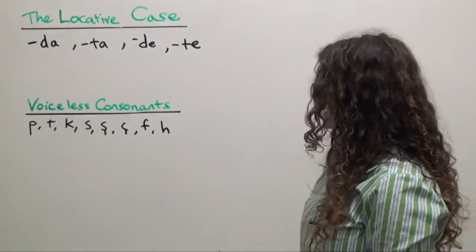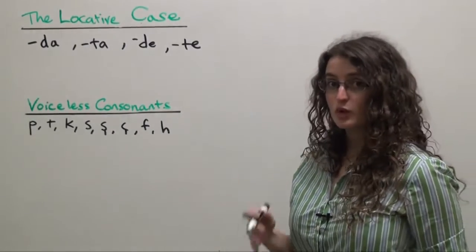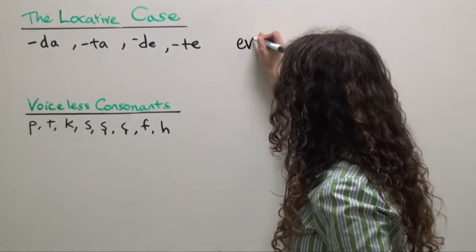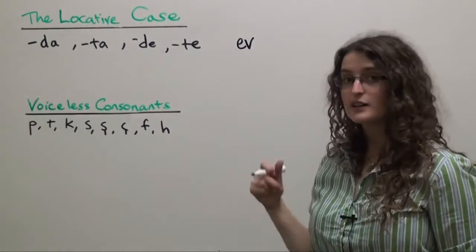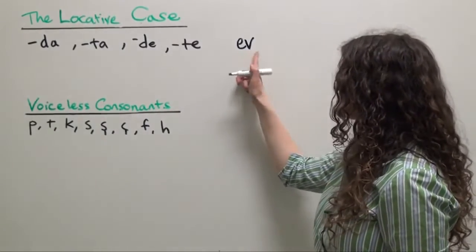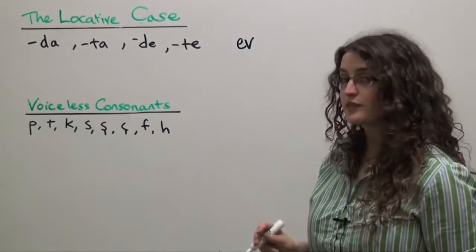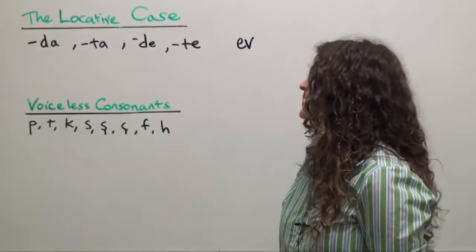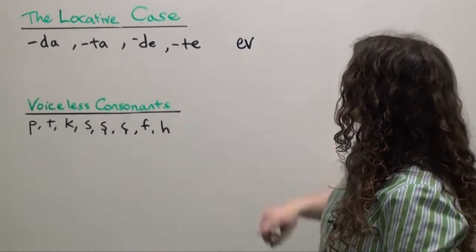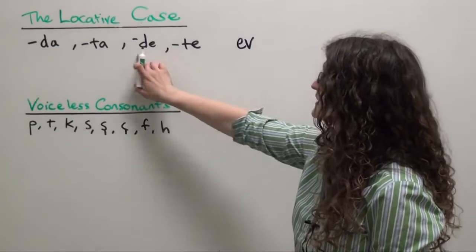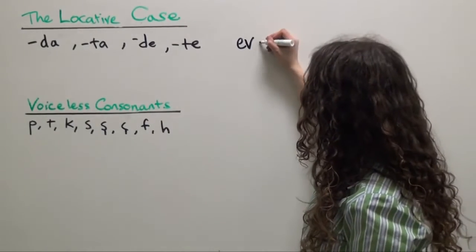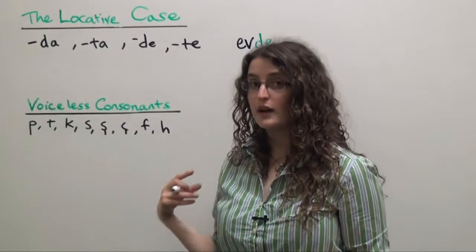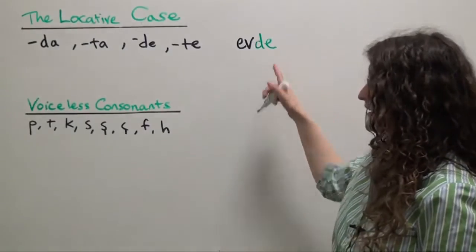Let's look at how we're going to do it. So we'll start with the Turkish word for home or house, ev. And we'll attach the locative case ending directly to the noun ev. The locative case follows the rules of two-way vowel harmony. So for ev, we're going to say evde. Evde, at home or in the house, evde.